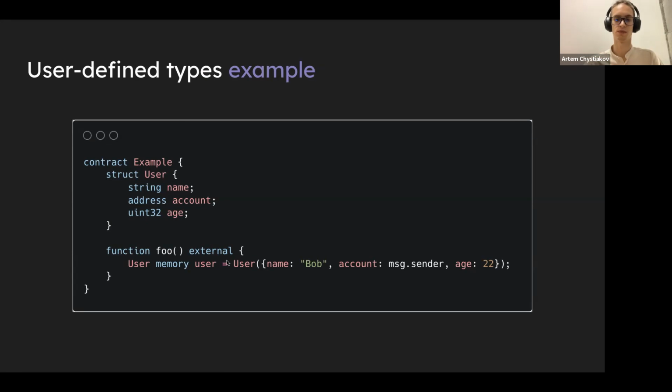So just like that, or you can use the dot notation. So for example, to assign account value, you could just type user.account equals message sender. But here is the more fancy way to do it.